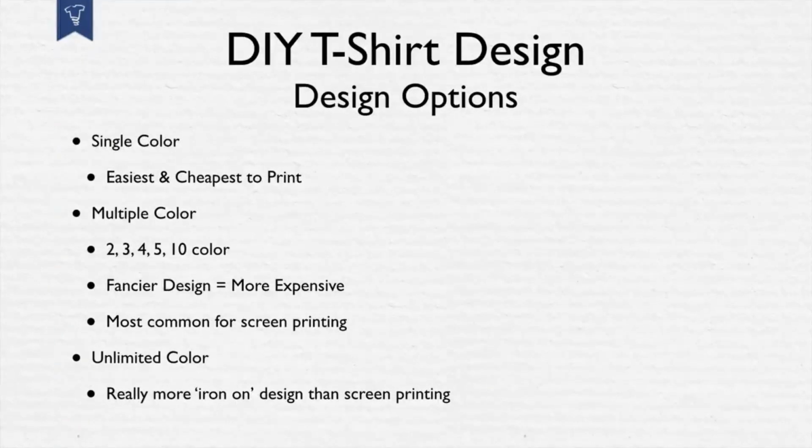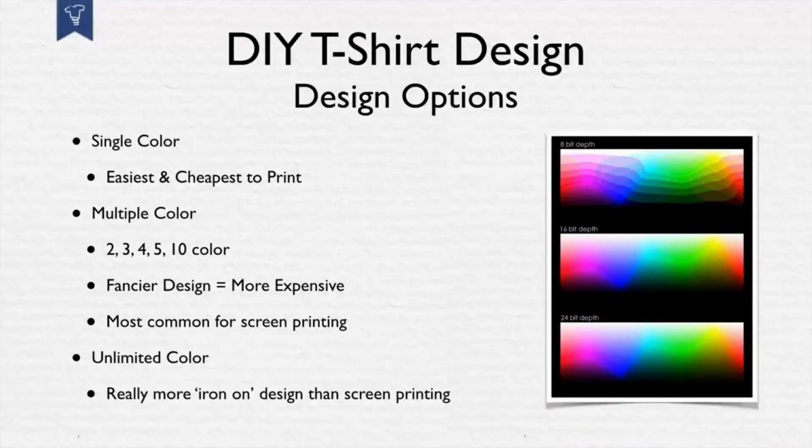As far as design options, you have multiple colors. You have a single color, which is essentially black or white, or on or off is the way you can think of that. So if you use red as your single color, it's going to have red and nothing. So whenever you create an image and you make it a single color image, this is going to be the easiest and cheapest to print. Text is a great example of this. You're going to have just black text written on a white shirt.